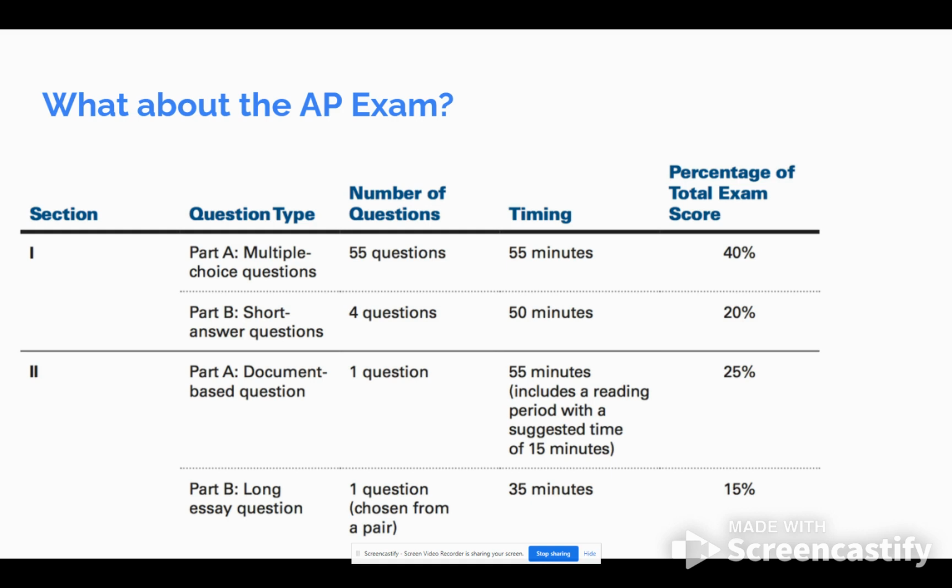It does involve multiple choice tests as well as writing. There are 2 longer essays, a long essay question and a document-based question, as well as short answers. Again, the focus on skills in this class really is designed to help you maximize your chances at doing well on the AP exam, earning that college credit.